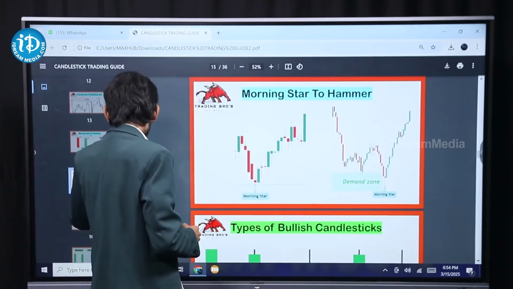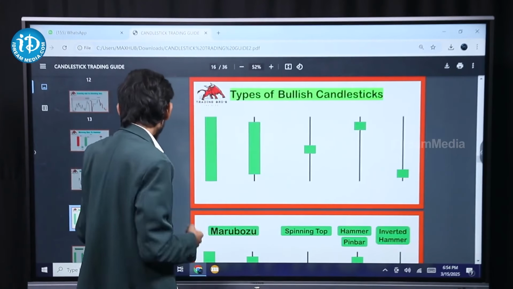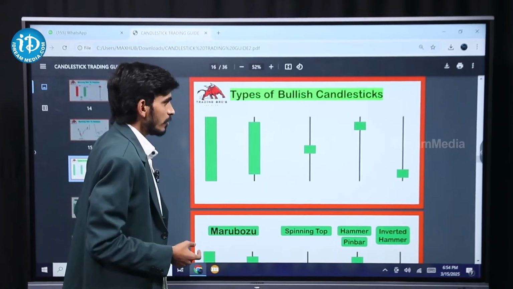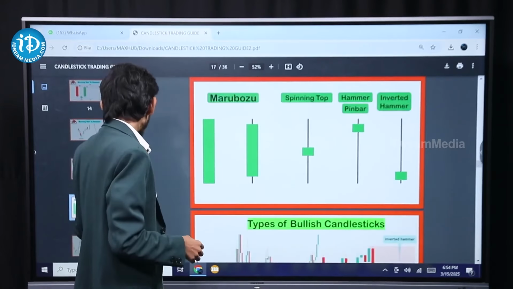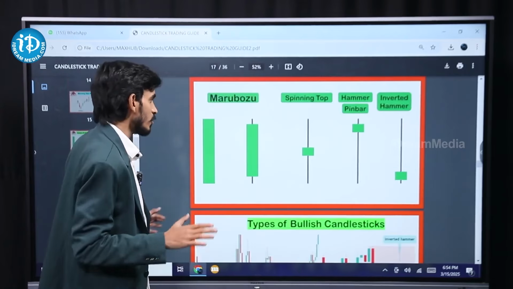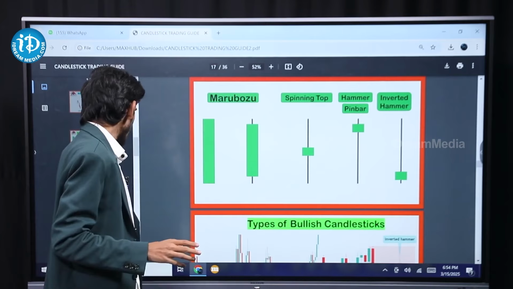Okay, done. The next types of bullish candles are visible on the screen here, look. Otherwise, take a screenshot. If you want to earn money in trading, that is, if other people give calls or if other people tell you to take entries, you will lose 100%.